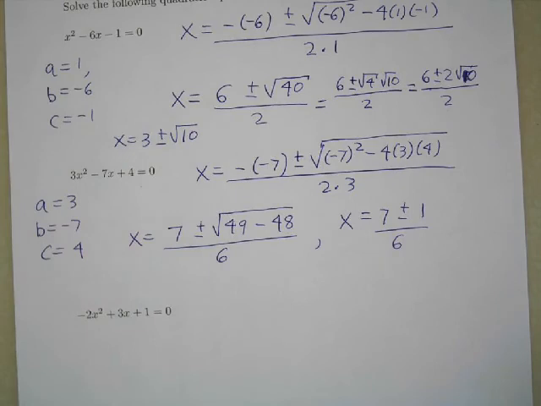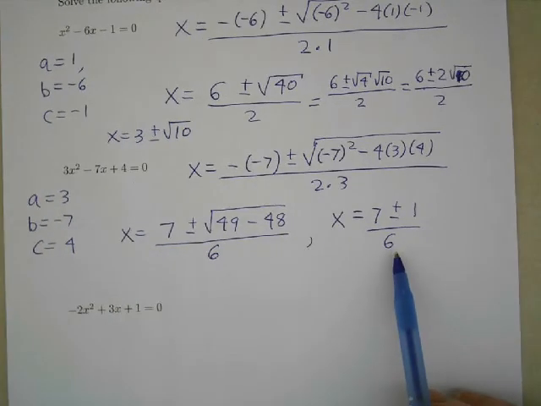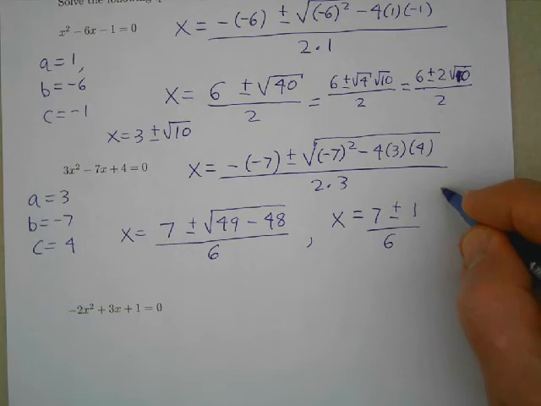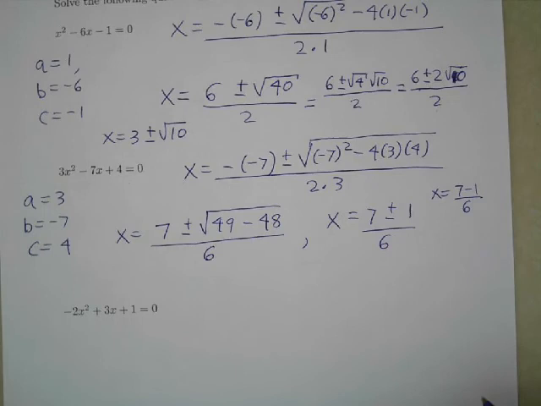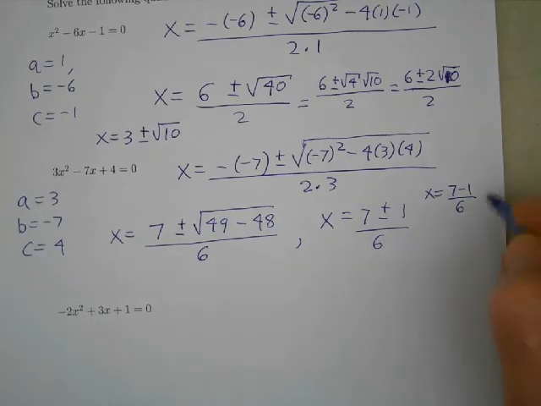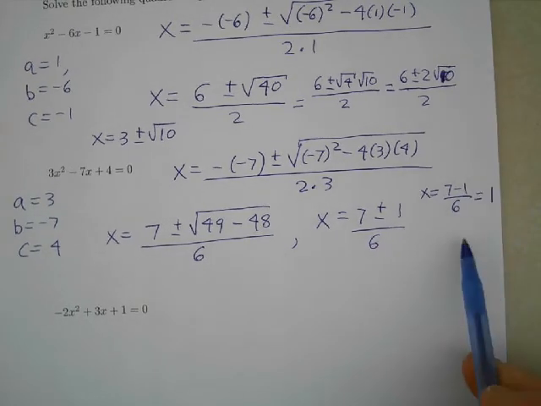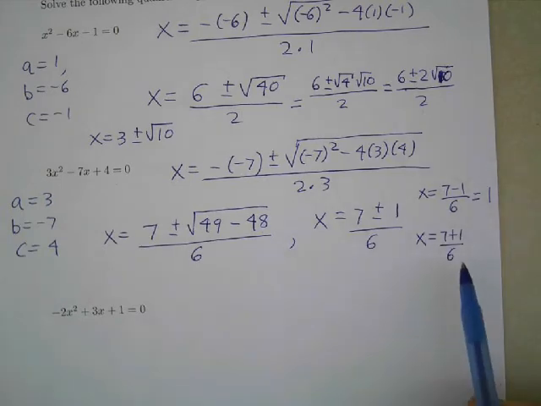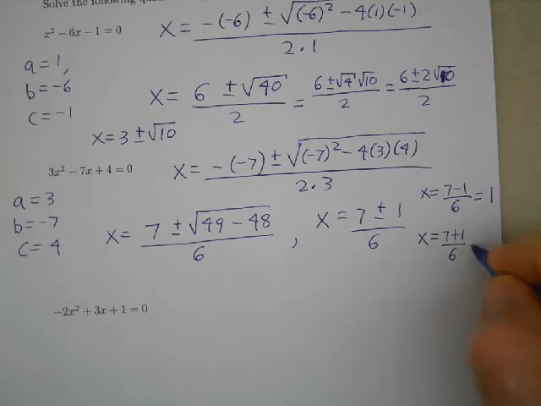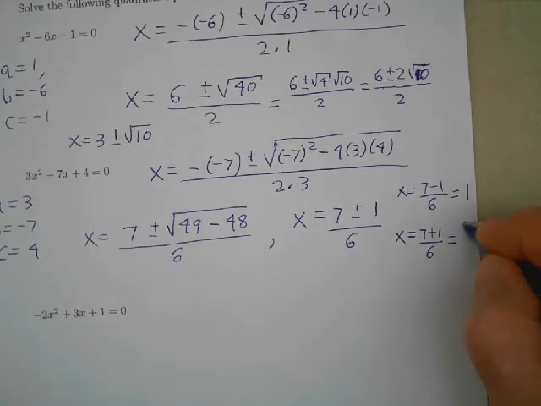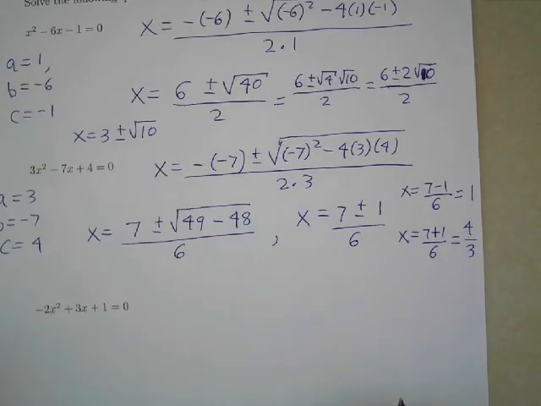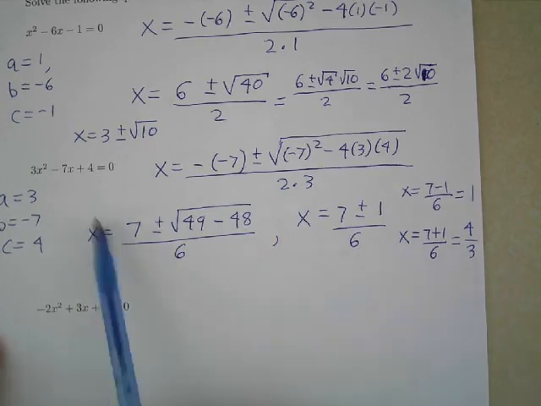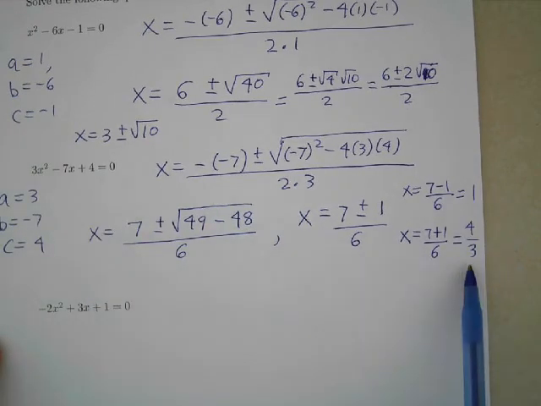And we can simplify further, because one solution is 7 minus 1 divided by 6, which is just 6 divided by 6, which is 1. So one of the solutions is 1. And the other solution, x equals 7 plus 1 divided by 6. This is 8 over 6. And 8 over 6 simplifies to 4/3. Okay, so the two solutions to this quadratic equation are 1 and 4/3.